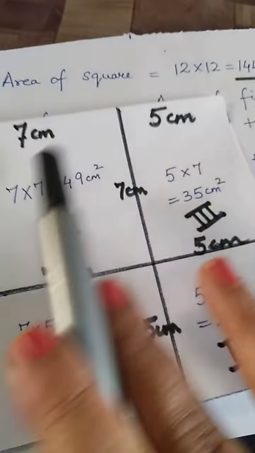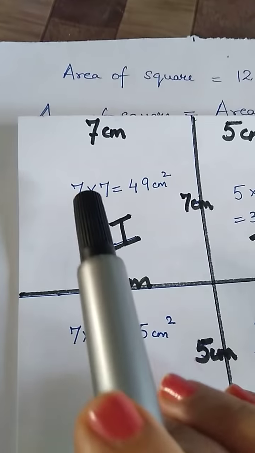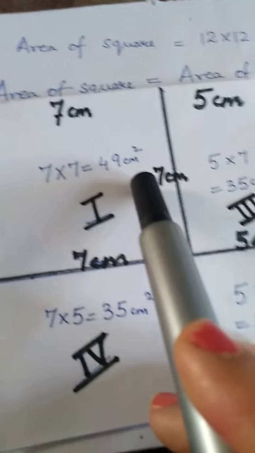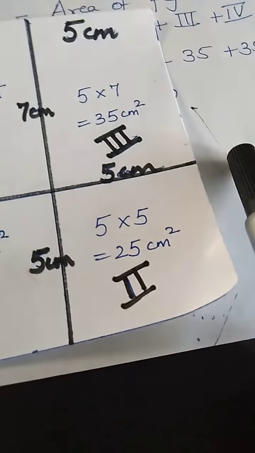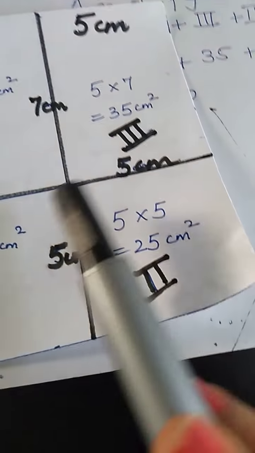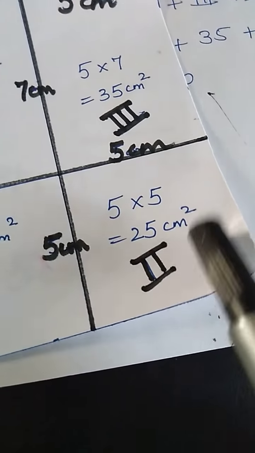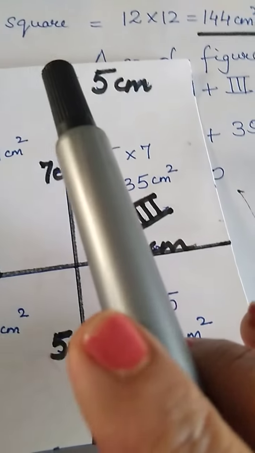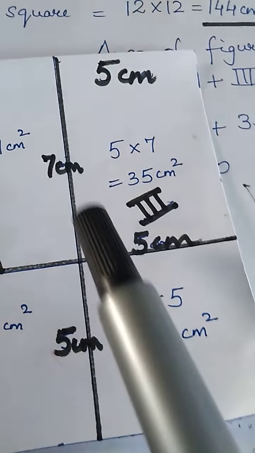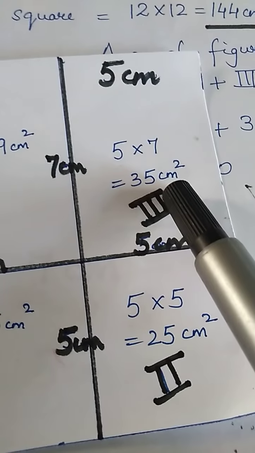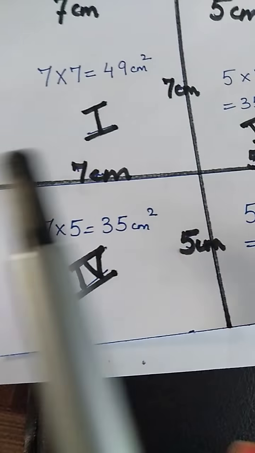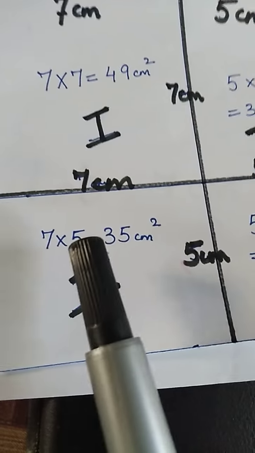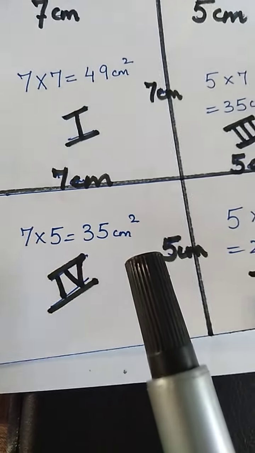First part is a square 7 by 7, so its area is 7 into 7, that is 49 centimeter square. Second figure is a 5 centimeter by 5 centimeter square, so area is 25 centimeter square. Third figure is a rectangle, 5 by 7, that is 35 centimeter square. Fourth figure is also a rectangle which is 7 by 5, that is 35 centimeter square.